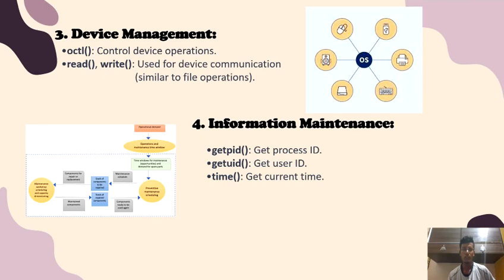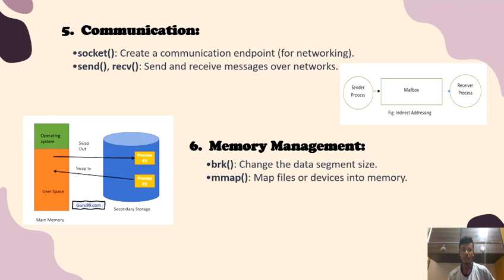Next, we move to device management. It consists of three types: ioctl, read, and write. Ioctl is used to control the device. Read and write are used for device communication, similar to file operations. This is about device management. Next, we move to information maintenance. It consists of getpid, getuid, and time. Getpid is used to get the process ID, getuid is used to get the user ID, and time gets the current time. This is about information maintenance.